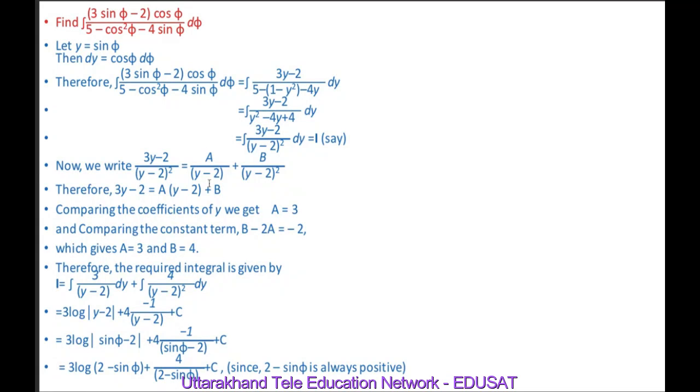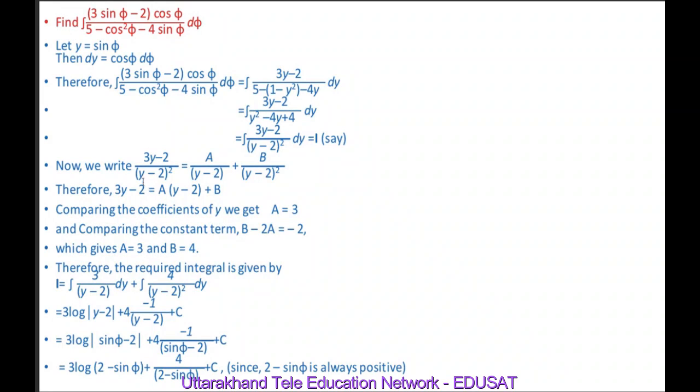Now I think you understand how to write the partial fractions. On the right hand side, we have in the denominator y minus 2 whole square. So 3y minus 2 is equal to a into (y minus 2) plus b. Comparing the coefficient of y on both sides to get the value of a: here the coefficient of y is 3, here it is a, and here we don't have a y term. So a equals 3.